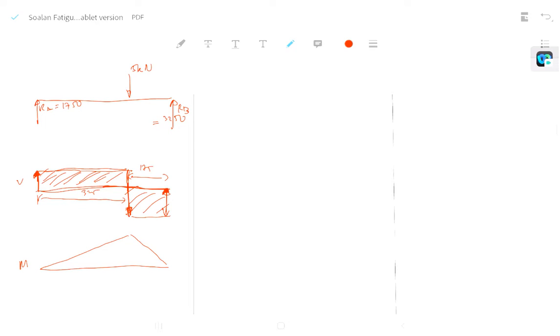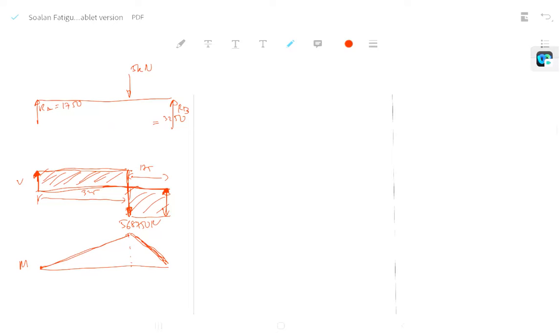Okay, then the moment: 1750 times 325. So total 568,750 Newton-millimeters. It has to be completed and come down here, because it goes from zero to zero. This is the area of force acting on the shaft.